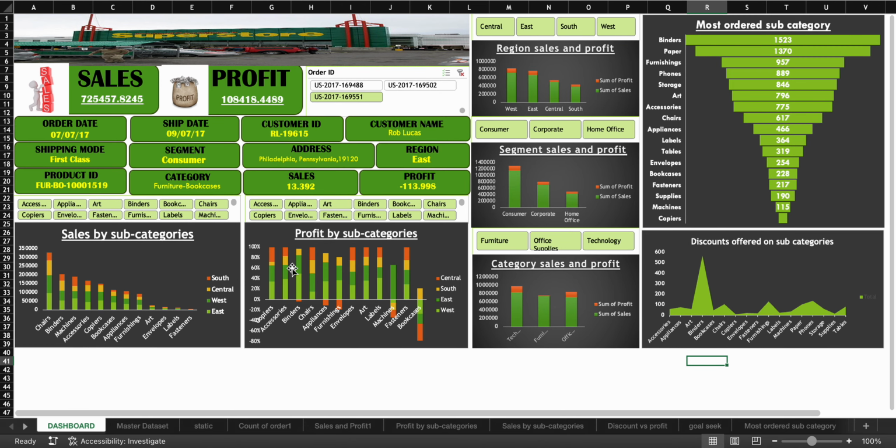So yes, I think this was all the crucial information needed by the company, and it has all been covered. I tried to make it as dynamic as I could, so that the company can get information about almost everything regarding the superstore sales and profits.